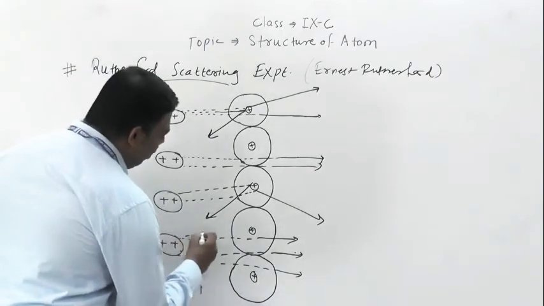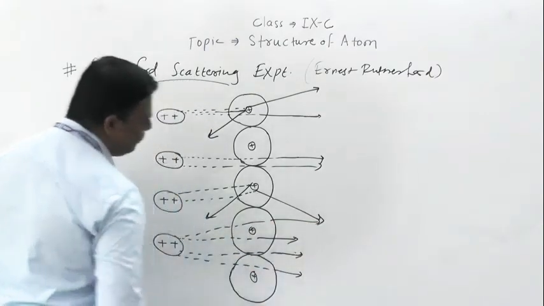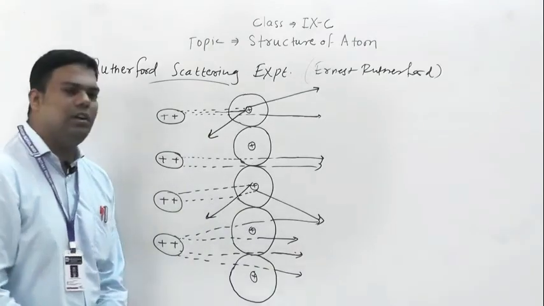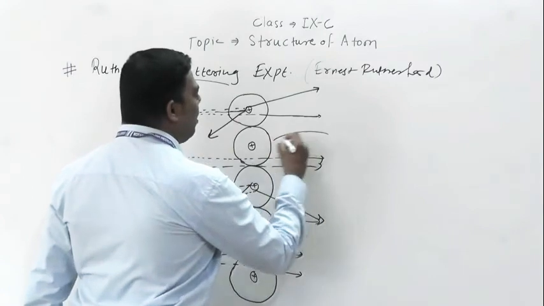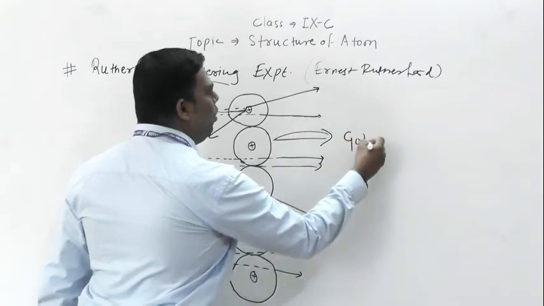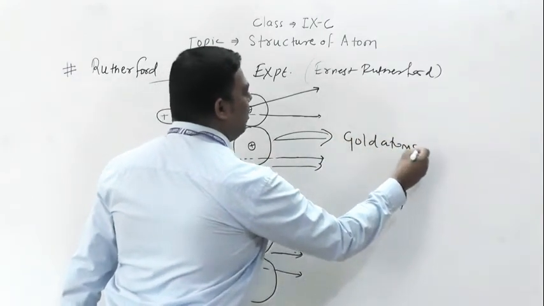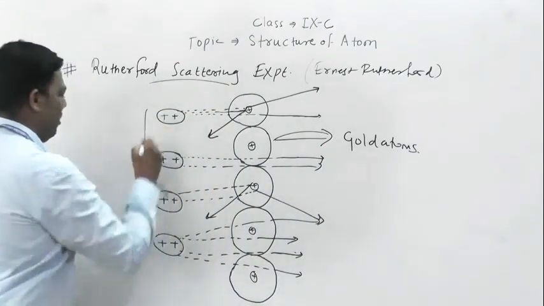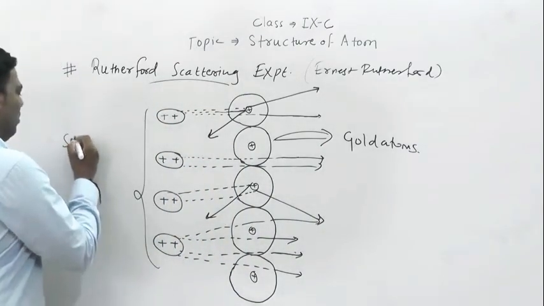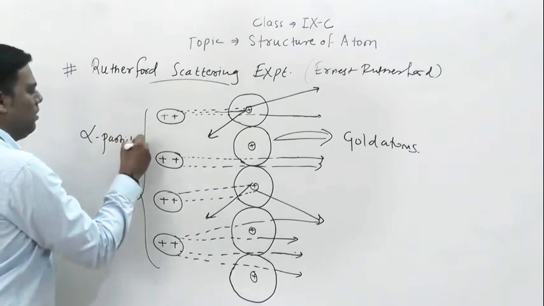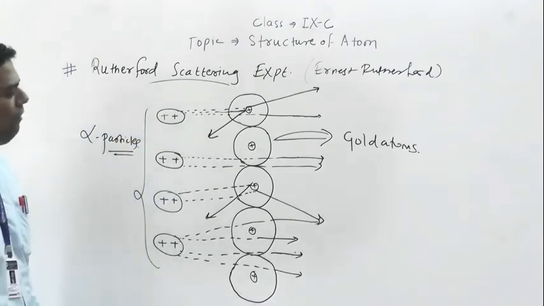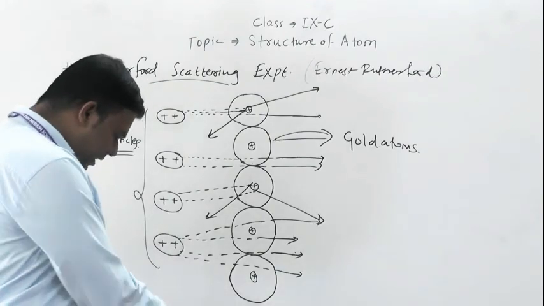Now what do we conclude from this? Say these are all gold atoms, and these are alpha particles. Alpha particles, like that here.